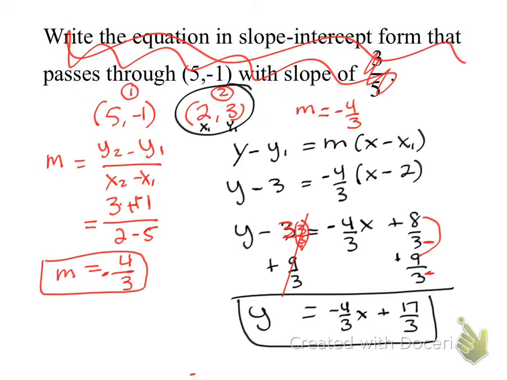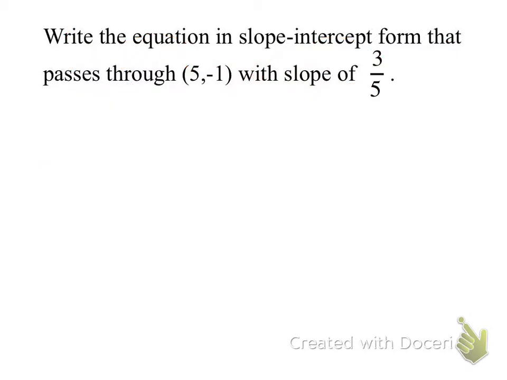Did everybody understand what I did when given 2 points, how we have to find the slope first, then use the slope with either of the 2 points, not both? Are you clear on that? Yeah. Okay, now, one more problem.